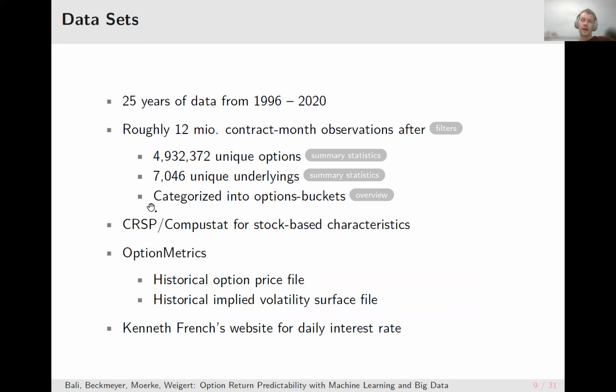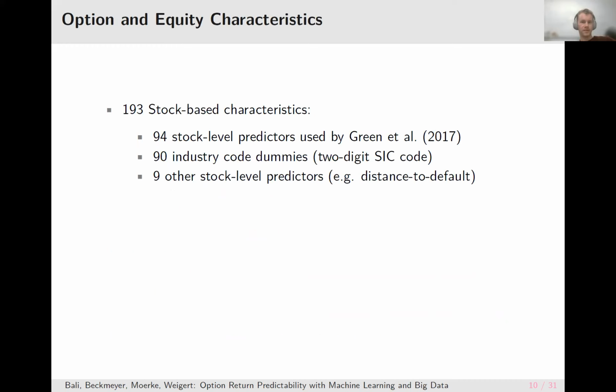And we also partition the implied volatility surface into option buckets, which relate to the time to maturity and the moneyness dimension, to be able to compare how well our machine learning models can predict future returns within these buckets, right? We map CRSP and Compustat data against that for stock-based characteristics. All the option data is from OptionMetrics, and that's it.